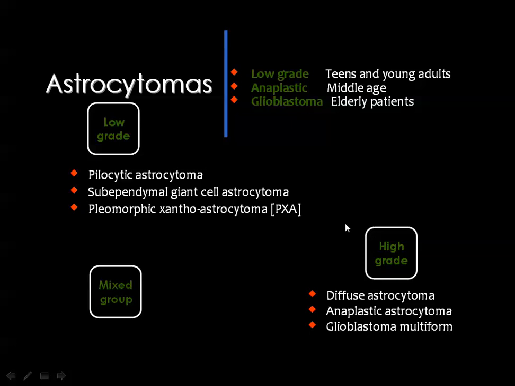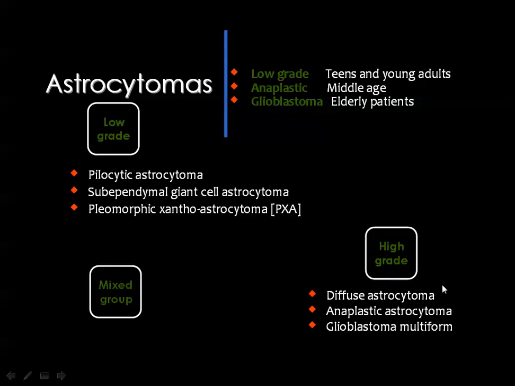Then we finished with the low-grade types: pilocytic astrocytoma, cyst with an enhancing mural nodule in the posterior fossa; subependymal giant cell astrocytoma, a homogeneously enhanced lesion in the frontal horn of the ventricle in a patient with tuberous sclerosis; and the PXA, which is a cyst with an enhancing mural nodule in the supratentorial area. And you should consider that the nodule has a superficial location on the surface of the brain.